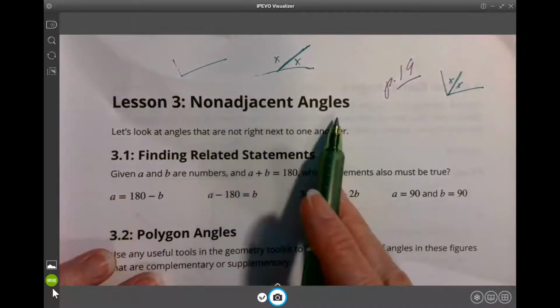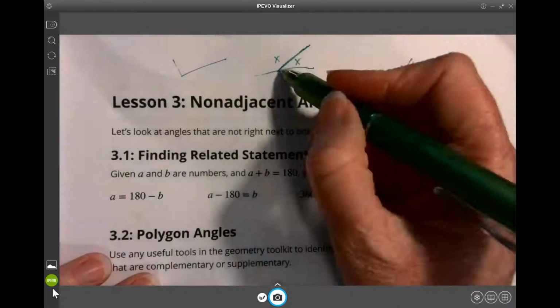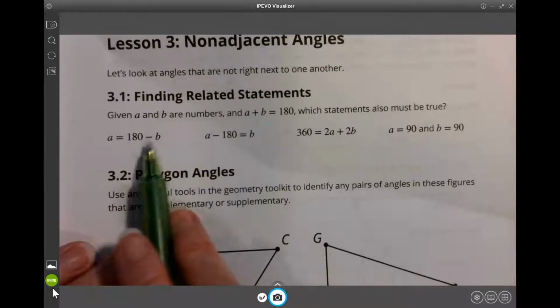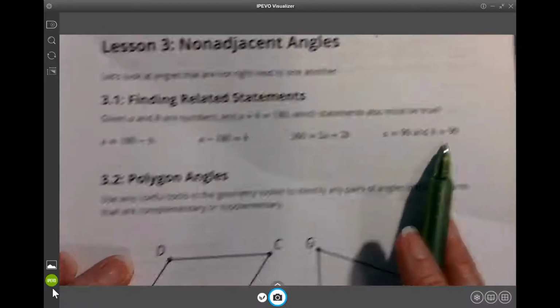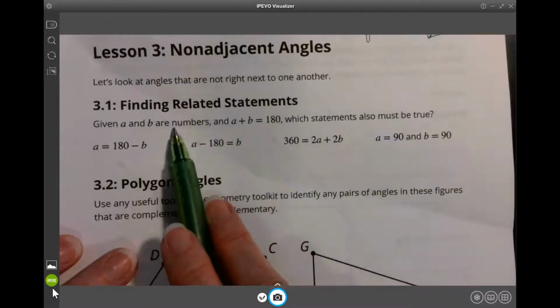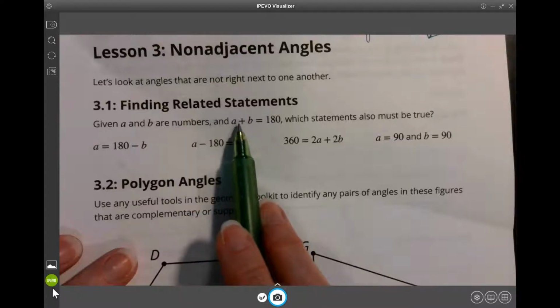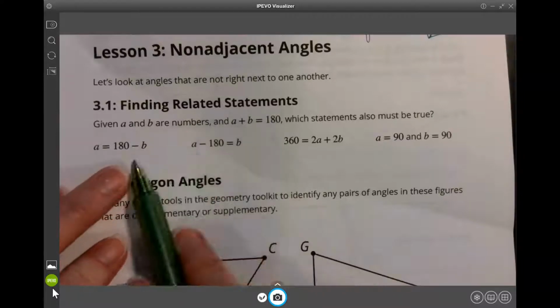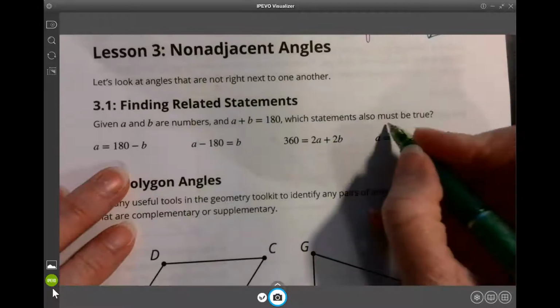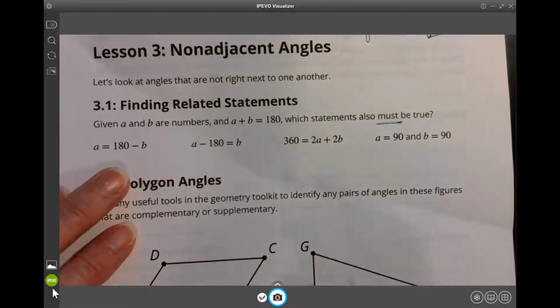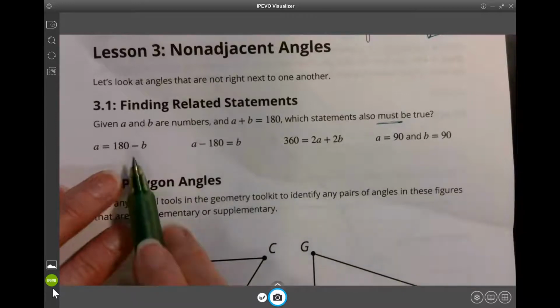Now we're going to talk about non-adjacent angles. So they don't share a side. Now these first couple statements, we're not going to get into a lot in detail, but what they're saying is if we have any numbers whatsoever, and we know that a plus b equals 180, which statements must be true? Now that's the key. And this gets into some stuff you'll talk about more in geometry and counterexamples.